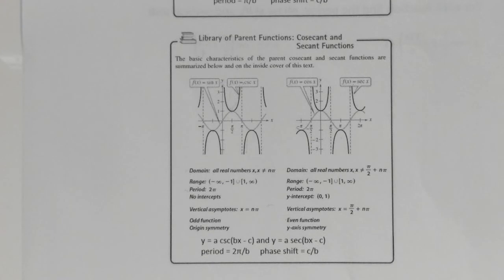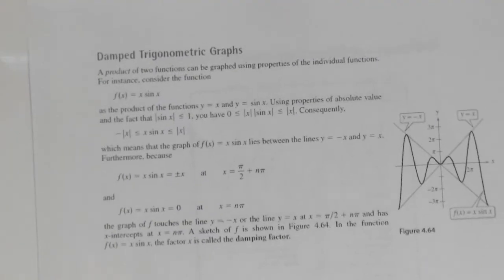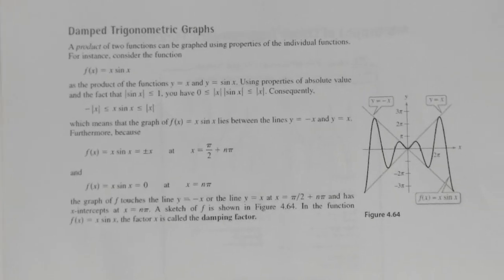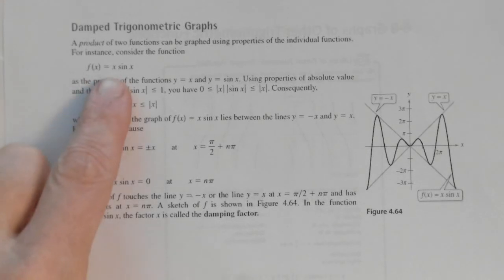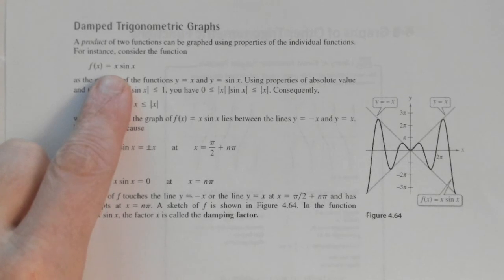All right. Now, the next thing that we want to kind of just briefly get into is what is known as damped trigonometric graphs. And so that's formed by taking one of the trigonometric functions here, and we're just going to be looking at sine and cosine for this, is going to be taking it and multiplying it by another function. So the case that we're going to look at is if we multiply the sine function times x and kind of see what happens here.